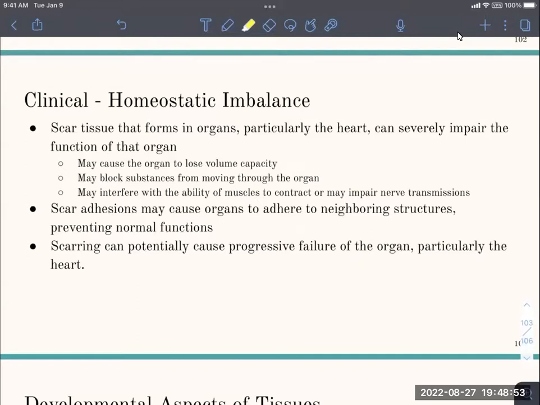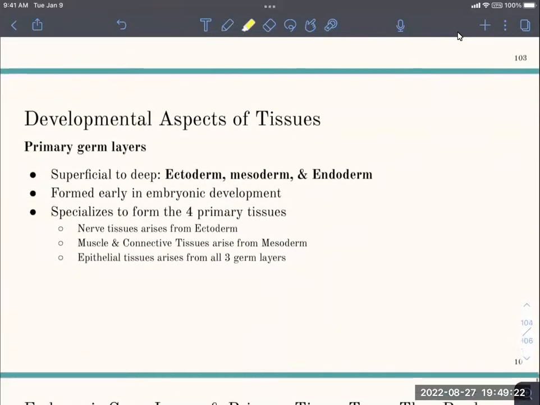Those scar adhesions can cause the organs to adhere to neighboring structures, which is not good either. We don't need scar tissue to form and attach somewhere else in the body. It can cause organs to stick to something that they shouldn't. That gets very painful from what I've been told. And it can cause organ failure eventually, particularly the heart. And that's not a place we want to have organ failure.